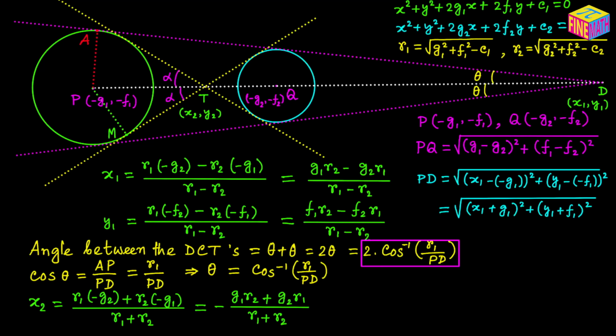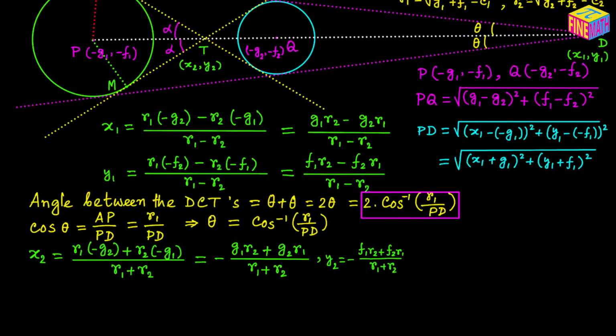Let's try to calculate the y coordinate of the point T. Using similar techniques, we can show that the y coordinate of the point T will be equal to negative of f sub 1 r sub 2 plus f sub 2 r sub 1 over r sub 1 plus r sub 2. There again we need to use the section formula for internal division. So now we know the x coordinate of the point T and y coordinate of the point T.